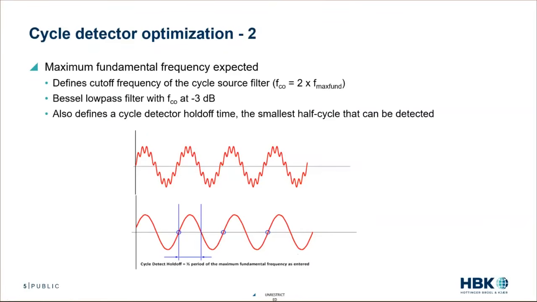We also have you specify the maximum fundamental frequency that's expected for the cycle source, and we use that frequency in 2 different ways to optimize the cycle detect. It sets the cutoff frequency of the cycle source filter, so we filter the signal to remove some of the noise, but it also defines a cycle detector hold-off time, meaning that we don't look for another level crossing until at least that half cycle period of time has passed.